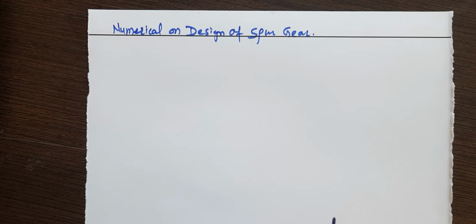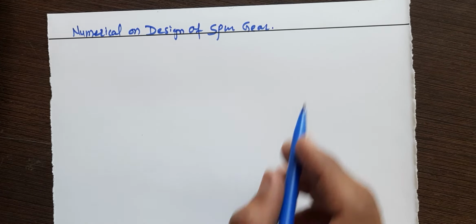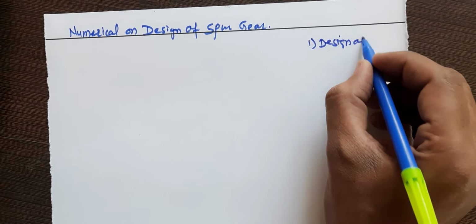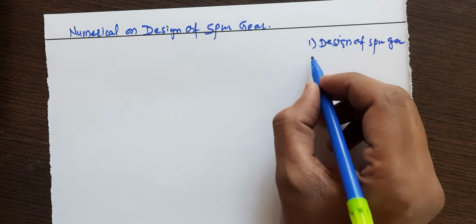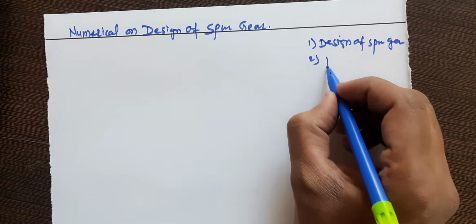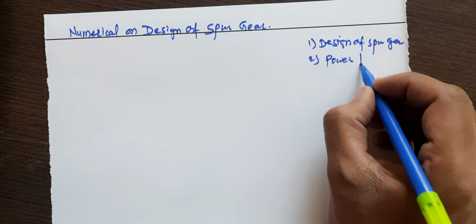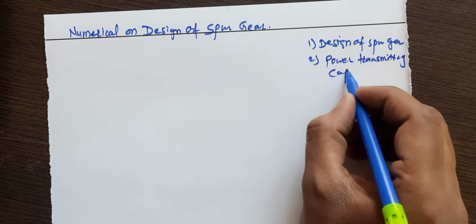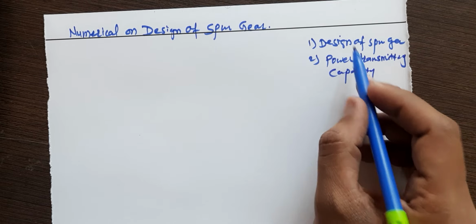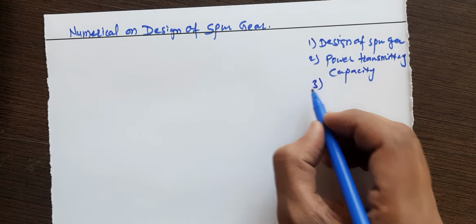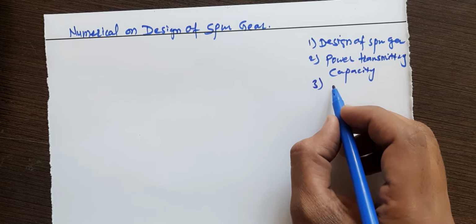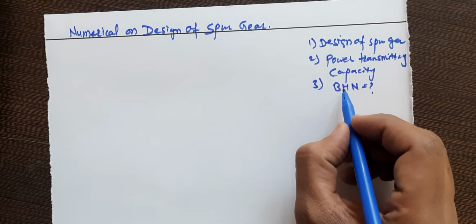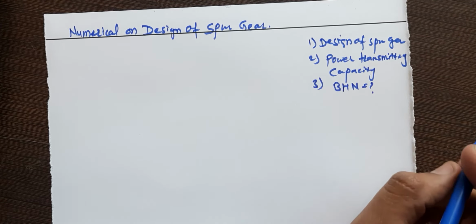Hello everyone. In the previous numericals on design of the spur gear, we have seen the first type, which is design of a spur gear. We have seen the second type of numerical, that is to find power transmitting capacity. These two numericals we have seen earlier. Now the third type of numerical today is to find BHN. Here the BHN will not be given to you. You need to find BHN based on the wear strength of the gear pair.